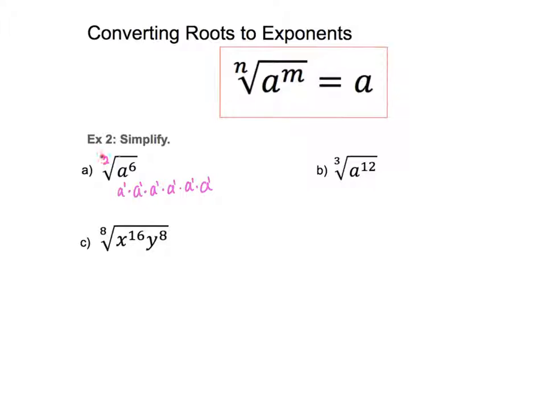If I'm taking the square root of this, I have to make 2 groups with the same amount of things in each. So if I were to make 2 groups, how many A's would I have in each group? If I put this in a group, there are 3 A's. And if I put this one in a group, there are 3 A's. That's an even amount in each group. So let's count how many A's we have. We have 3 A's. If I multiply all 3 of these together, I have A to the 3rd power.